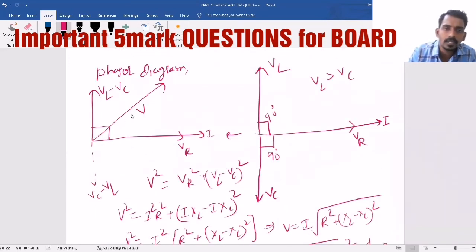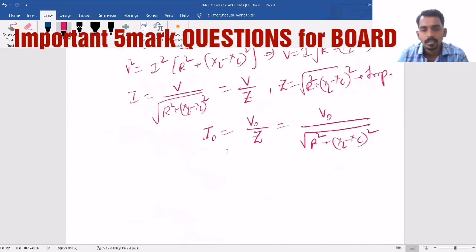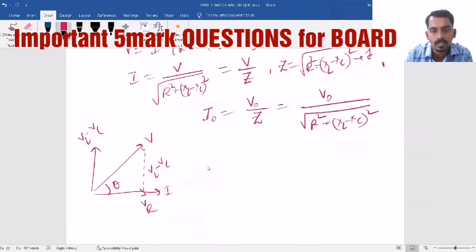Now here, this is the resultant voltage, I mean the applied voltage, and this is the produced alternating current, and there is a phase difference between them. In the second case, this is the resultant voltage and this is the phase difference between them, but any one thing is possible in one particular circuit. So here, in the diagram, this is V and this is I, and this is VR, and this is VL minus VC, and this is the phase difference.